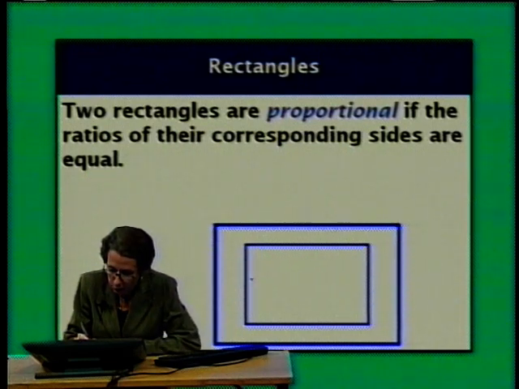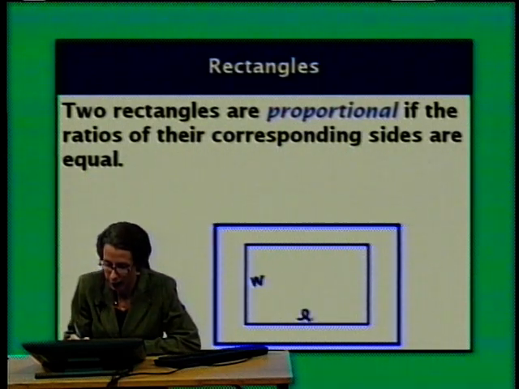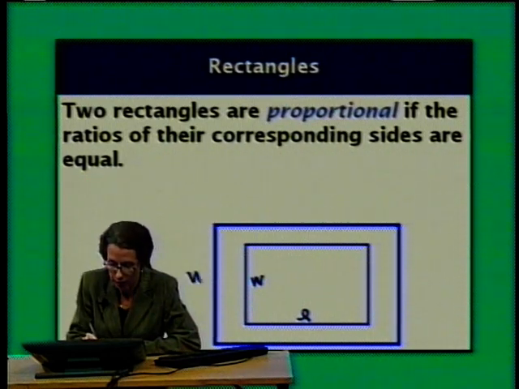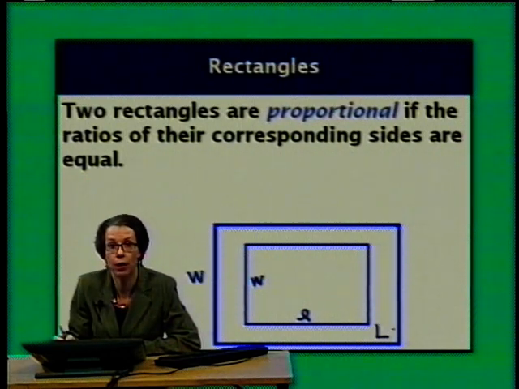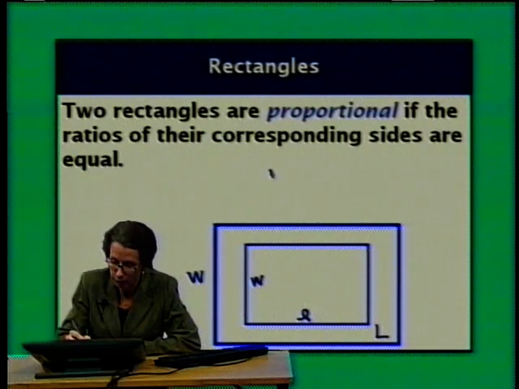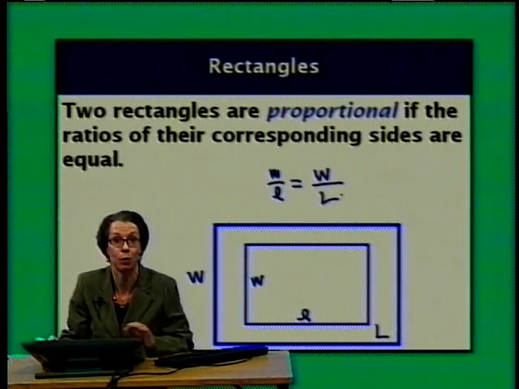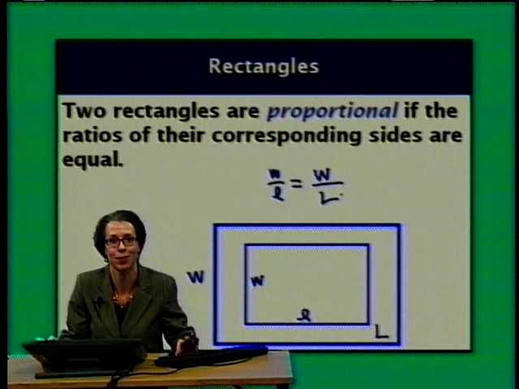So if I label the width and the length of the small rectangle using lowercase letters and the large rectangle using uppercase letters, these 2 rectangles are proportional if the ratio of W to L equals the ratio of capital W to capital L. That's what we mean by proportional rectangles.